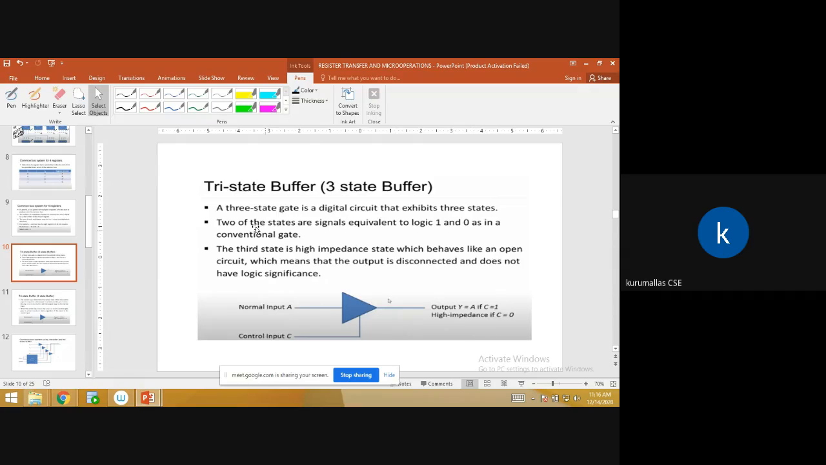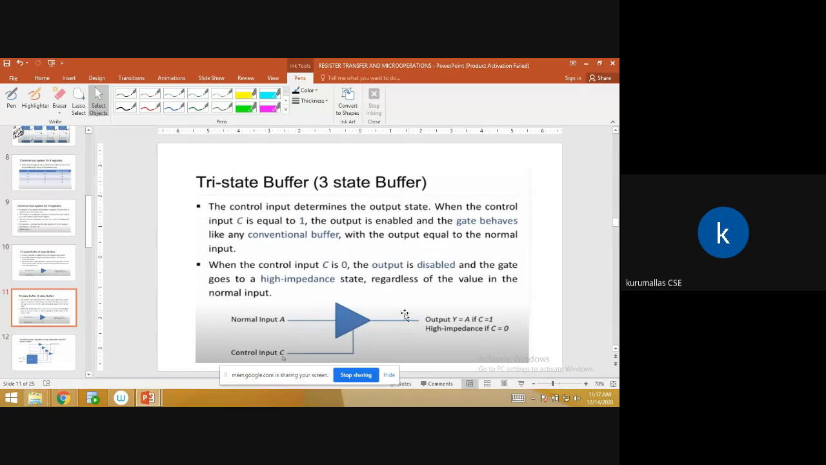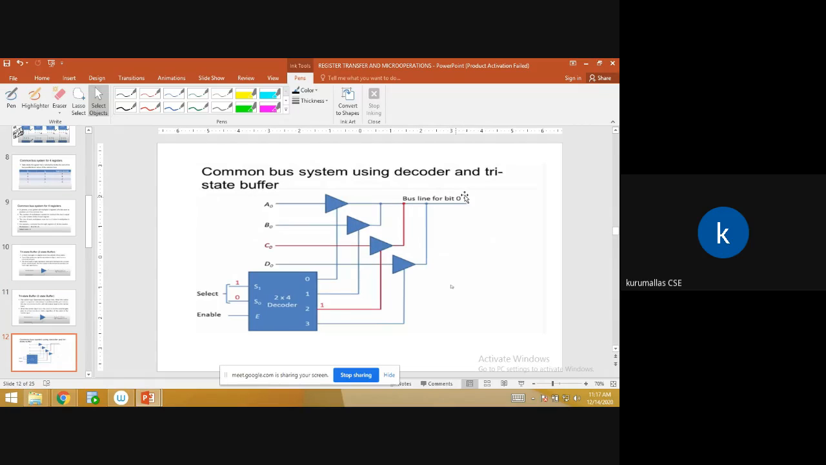Right. This is a tri-state buffer, right? Suppose this is the normal input, and this is a control input. If c equal to one, then y equal to a and the output will be generated. If c equal to zero, irrespective of this input, it will not generate any output. You have to remember this one. Next, this is about high impedance. So this is the common bus system using a decoder and tri-state buffers, right?